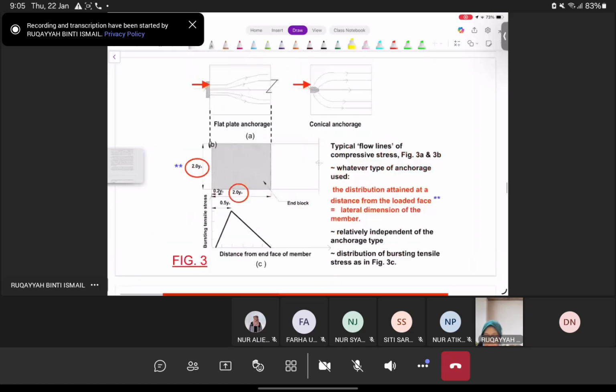All right, typical flow of your stress trajectory or the stress path, from your flat plate anchorage and also conical type, so technically we say that this is the distribution of it. Okay, you can see this is the en bloc. So this is where we want to design, I would say, the transmission line, and this is the distance from the member throughout the tendon.